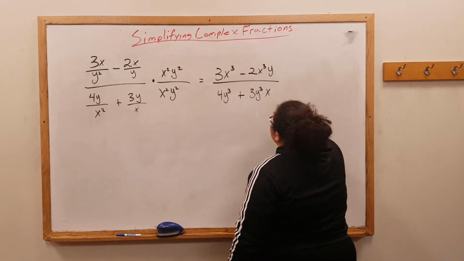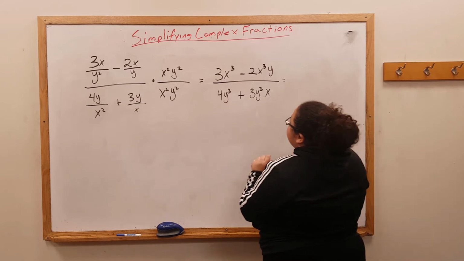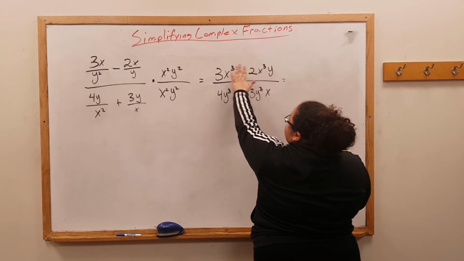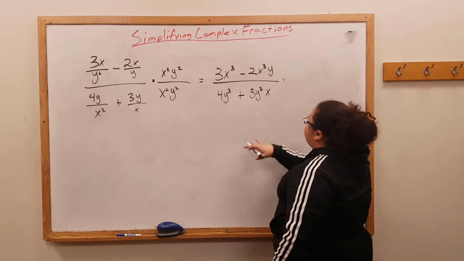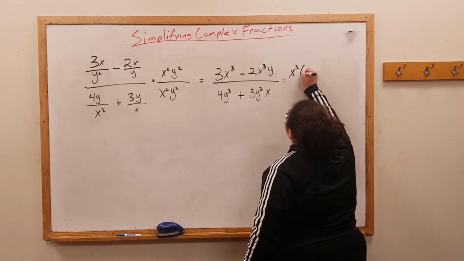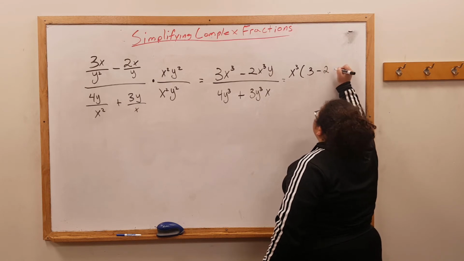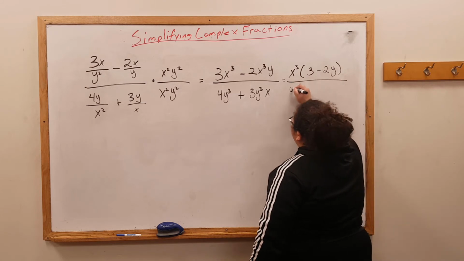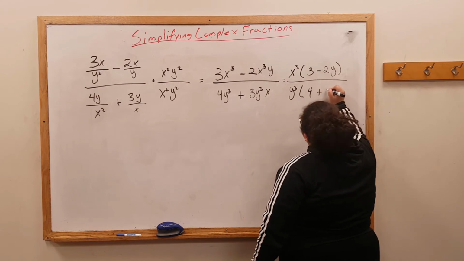At this round, we're gonna do little tricks up our sleeves. What we're gonna do is factor out the x cubed from the top and the y cubed from the bottom. So you get x cubed times 3 minus 2y, all over y cubed times 4 plus 3x.